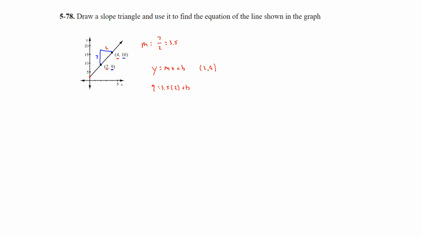Because right now, if we did this, we're going to be kind of guessing. So 9 is equal to 3.5 times 2 plus b, or 9 is equal to 7 plus b, subtract the 7, and b is equal to 2. So some of you might have said, well, it looks like it is crossing at 2. You would have been correct, but this way we are sure that this works. So we have to write the equation y equals a slope of 3.5 times x plus the y-intercept of 2.